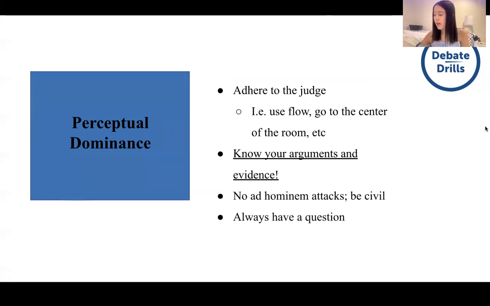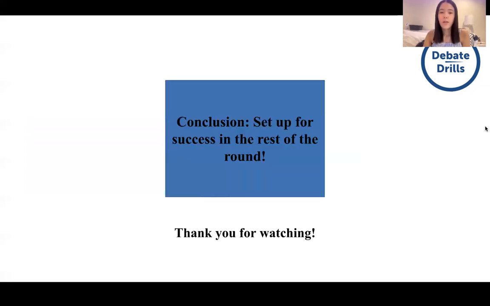Once again, always have a question. You never want to be in a situation where it's your turn to ask a question and you don't have one. That's just a really bad look. So whether that means highlighting things as you go along in the speeches, circling, jotting down notes, thinking ahead, always make sure that you're prepared with these questions. And if you're intently listening, you should almost have too many questions.